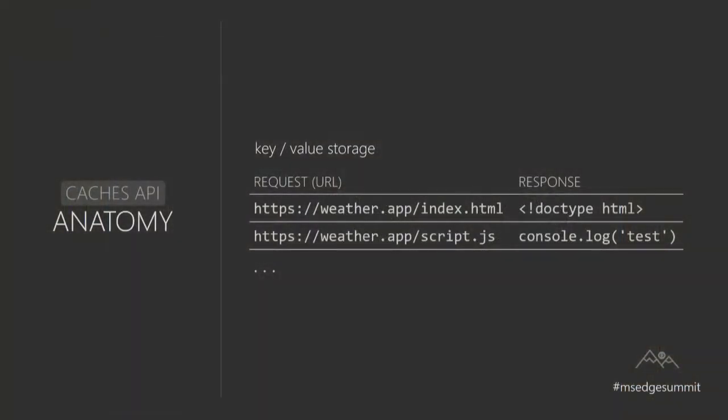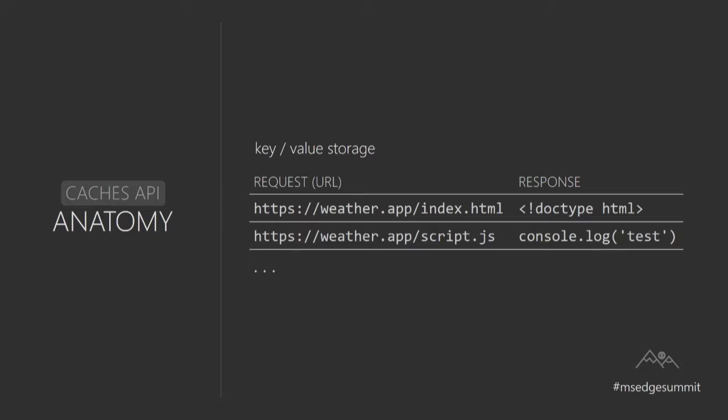And so the caches are basically a key value storage mechanism, where the key is the request and the value is the response. And you have full control over these caches. They are bound to a domain so that they're secure, and so you can't reach into another domain's caches. If you're on A.com, you can't go to B.com, for example. And so with this, you have full control.